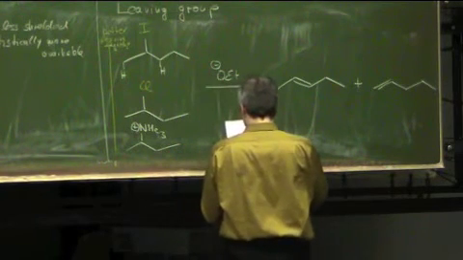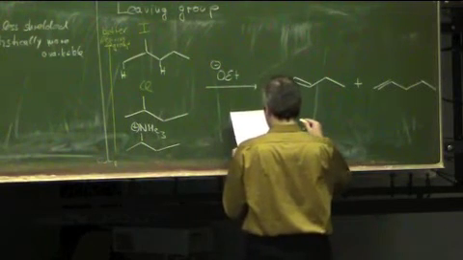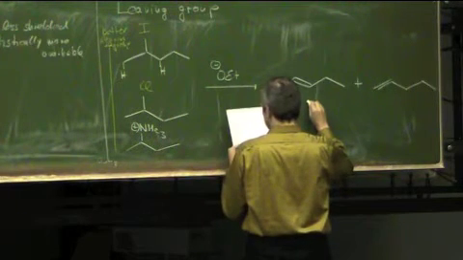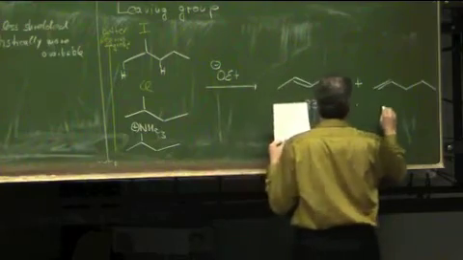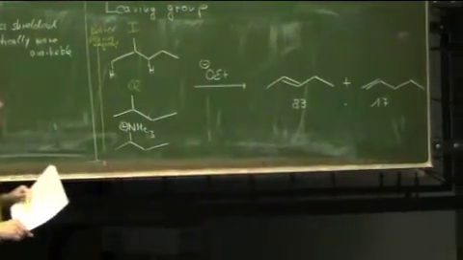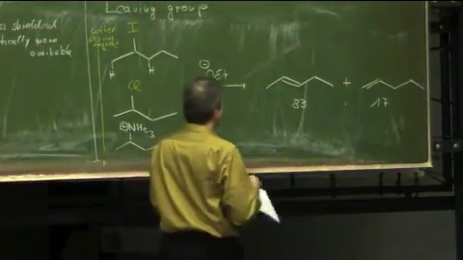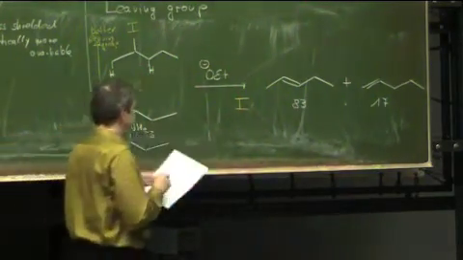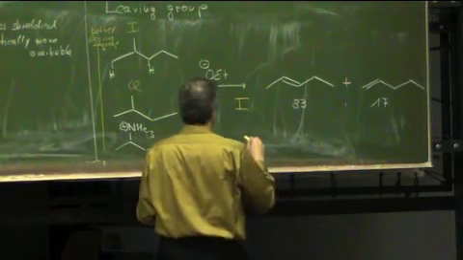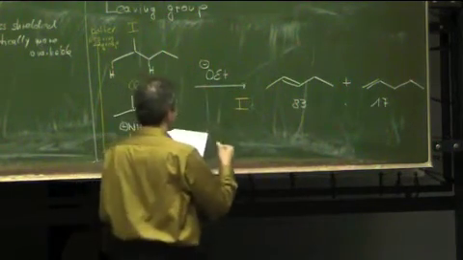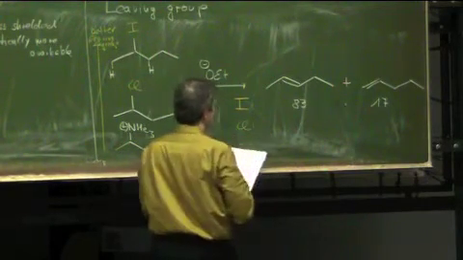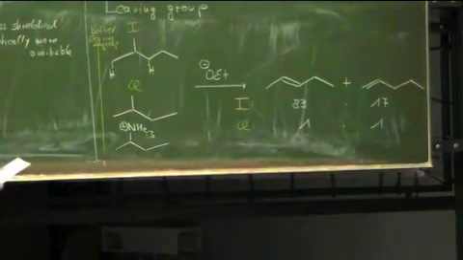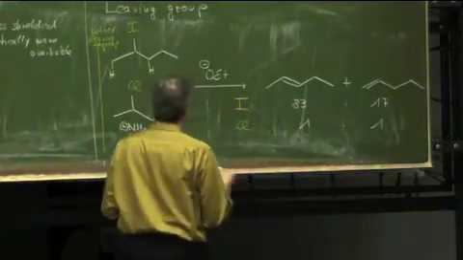And if you're going to do this, and you're using ethanol, the ethoxide as the base, what you're getting is about a 5-to-1 ratio in the case your leaving group is iodide. If you do this with chloride, you're pretty much getting a 1-to-1 ratio here.